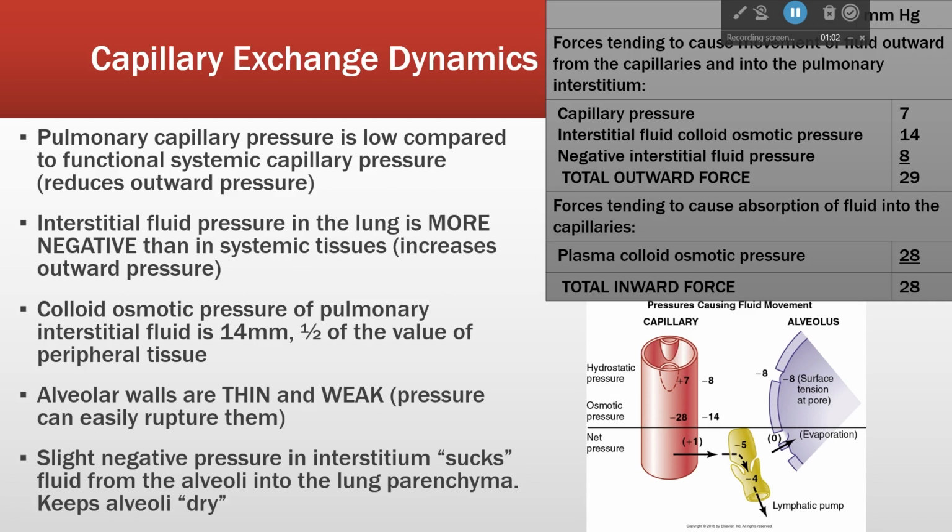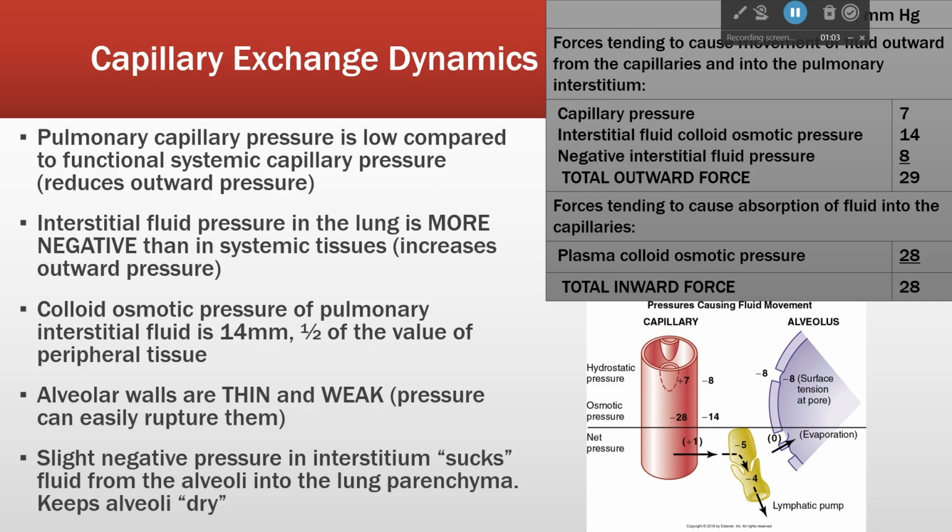The interstitial fluid pressure is more negative in the pulmonary system. You can think of it as there's kind of like a constant suction from the lymphatic system in the lungs, keeping fluid out of the interstitial space. It's like a little vacuum cleaner, sucking stuff out all the time. Because if we don't, then that respiratory membrane gets thicker and becomes a barrier to diffusion. Okay, so we have a negative interstitial fluid pressure. Colloid osmotic pressure of the interstitial fluid is much less than we have in peripheral tissues. And alveolar walls are thin and weak, so we need to have a low pressure. And then finally, because of how our respiratory system works, in other words, that we have to create a negative pressure to pull air in, we have a continuous slight negative pressure in the interstitium that is slurping fluid out all the time, which I guess I kind of said already.